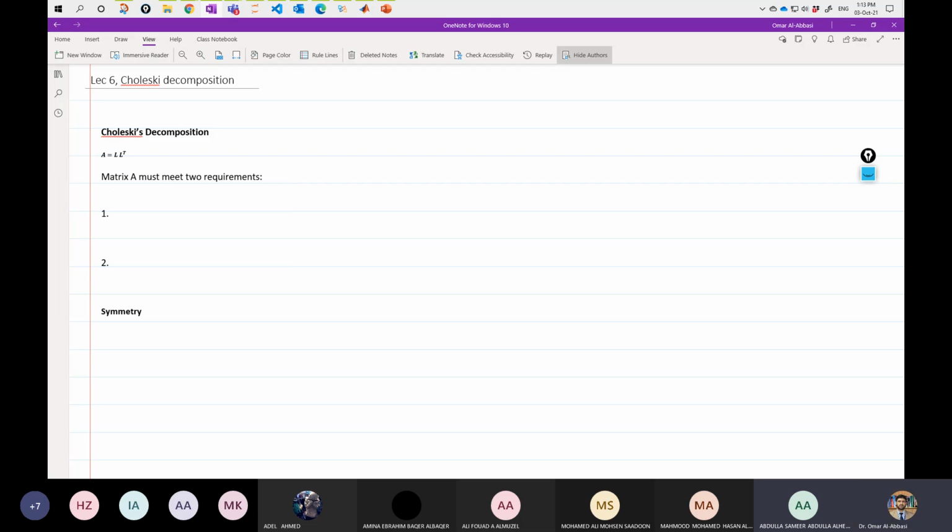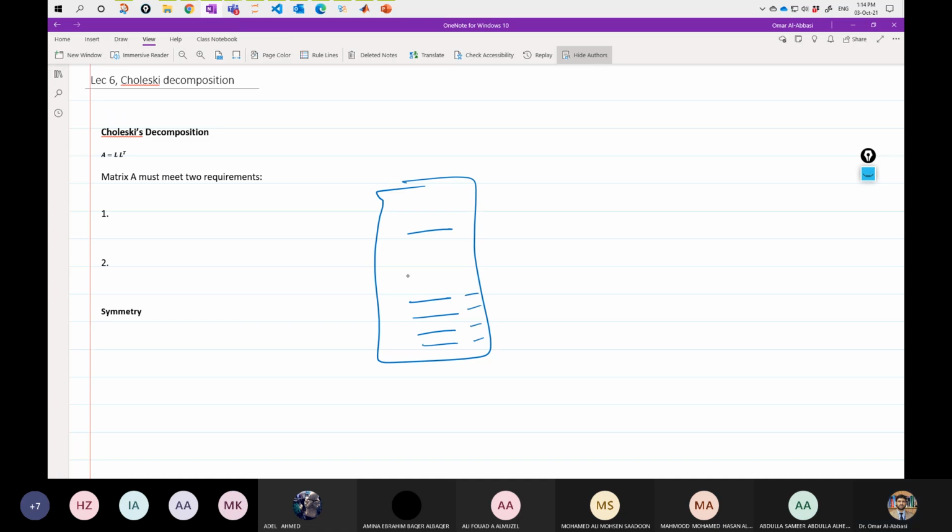Only one member of each group will upload the work. So basically, this is the cover page, the assignment title, names, and IDs, for example, something like that.